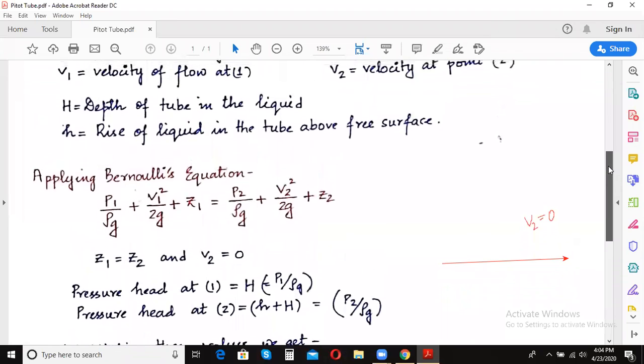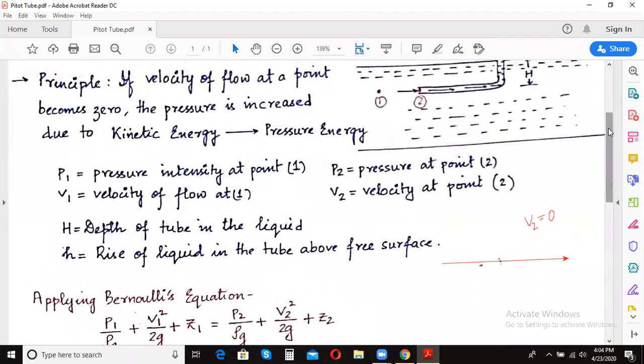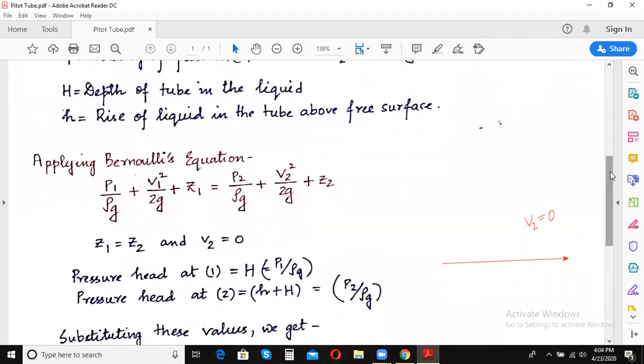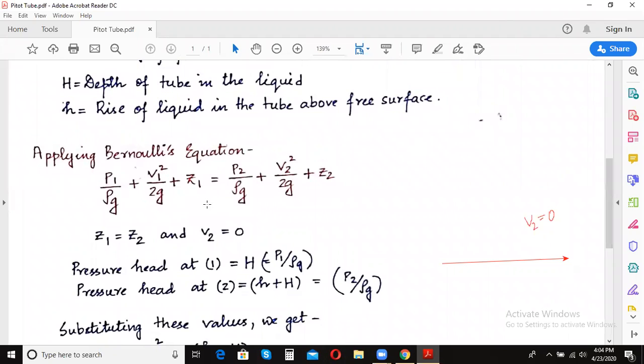Now what we have to do is apply Bernoulli's equation. As we all know, Bernoulli's equation states that the total energy or the total head at any section will be equal to the total head at any other section. In simpler words, the total head across any section in a fluid flow through a pipe or a channel is always constant. But this statement is only valid for ideal fluids, not for actual or real fluids. So this is basically Bernoulli's equation.